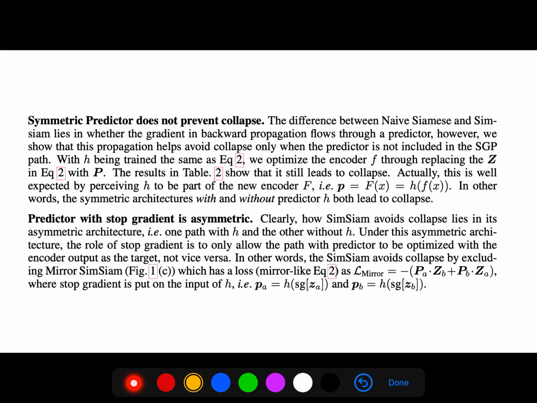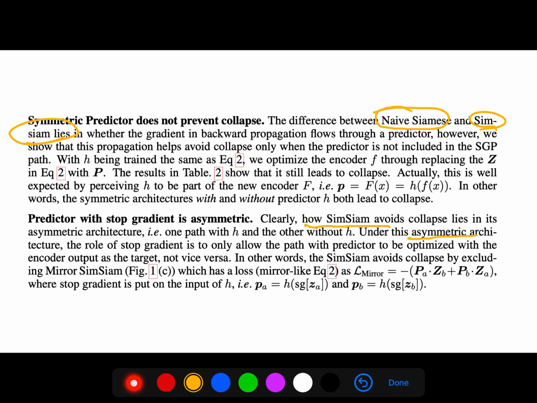And the difference between that naive Siamese and SimSiam is huge, is in whether the gradient in backward propagation flows through a predictor. However, we show that this propagation helps avoid collapse only when the predictor is not included in the stop-gradient path. With H being trained, we optimize the encoder through replacing the Z with P. But clearly, how SimSiam avoids collapse lies in its asymmetric architecture, one path with H and the other without H.